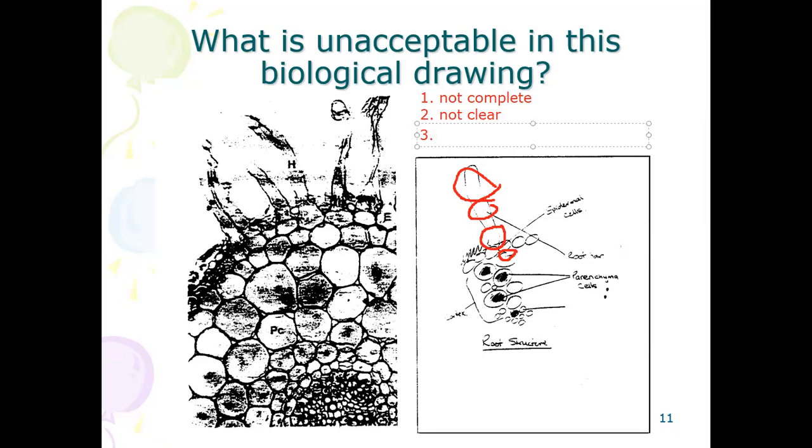There's shading on the drawing. Yes, shading. Shading is not allowed in biological drawing. It's not necessary. That is very messy. All right, correct. Generally, the label lines are slanted and not horizontal.